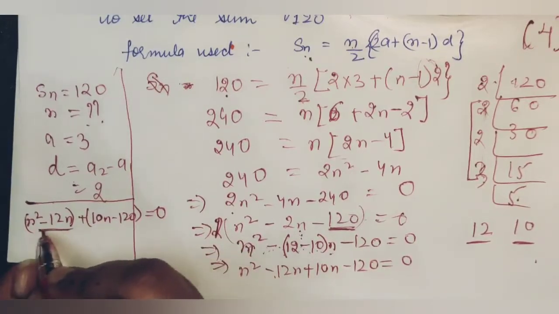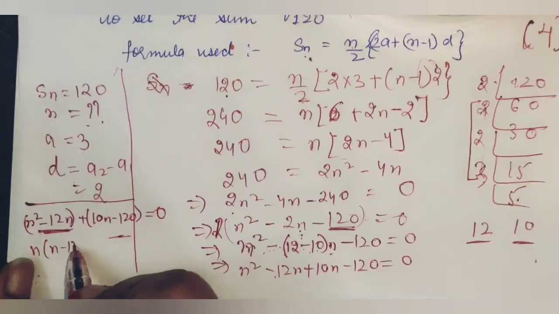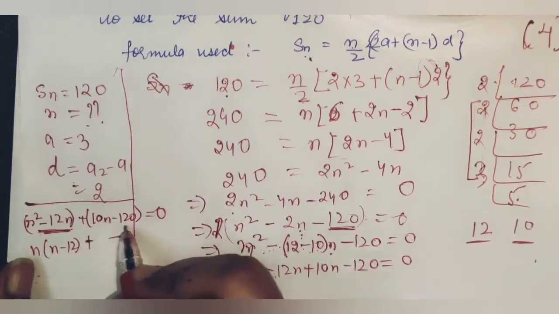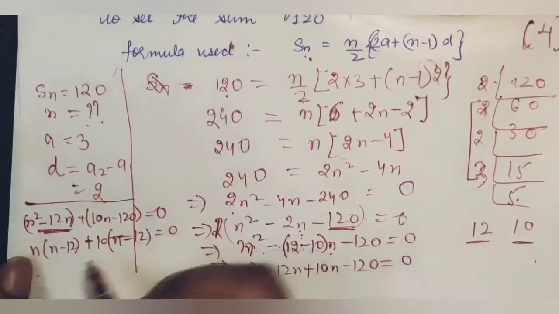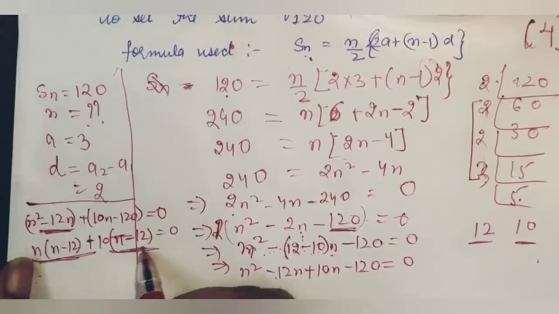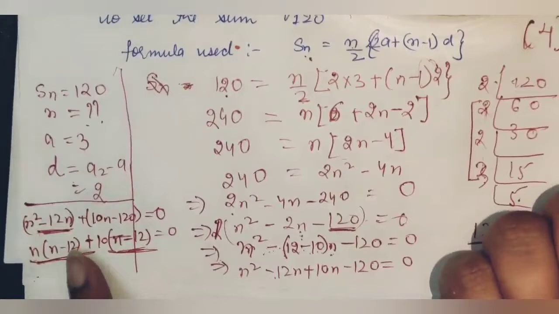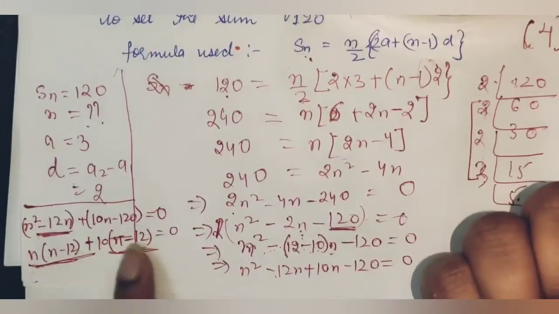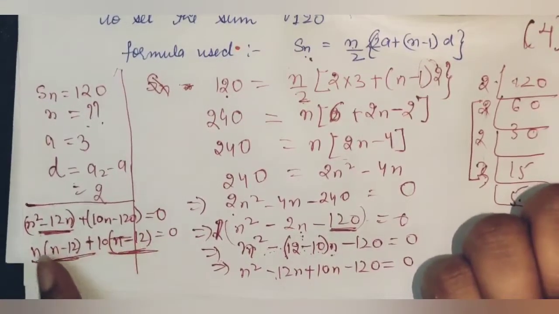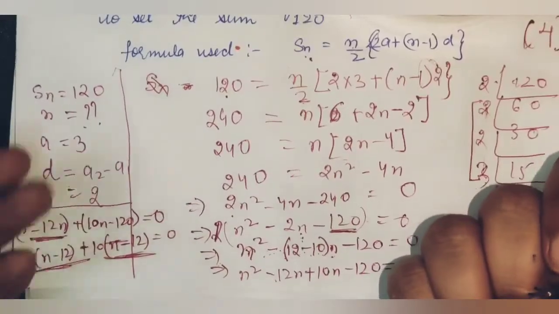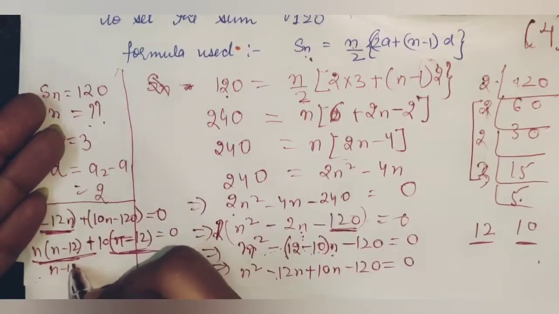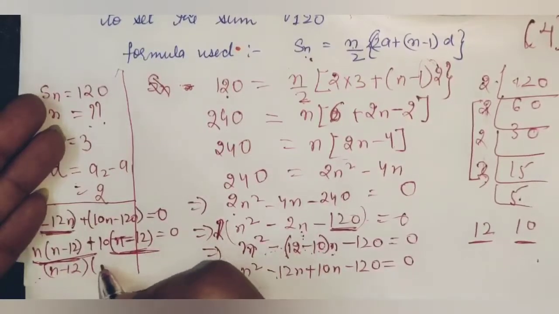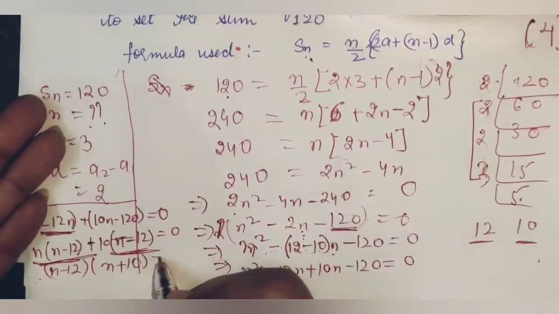Now you can take common from these two brackets. From here we will take n common, so n minus 12, plus from here we can take 10 common, so n minus 12 equals to 0. From this term and this term you can easily see that n minus 12 is appearing in both the terms. So this is common. Taking common means this is a factor, and we can take this factor outside. So we took n minus 12 common, and what remains inside is n plus 10 equals to 0.